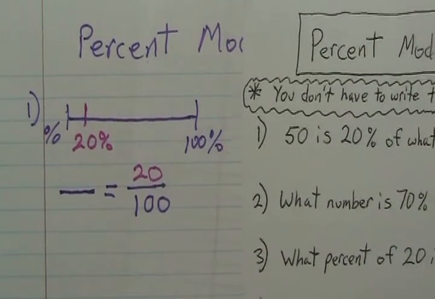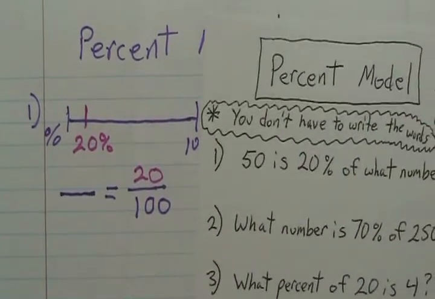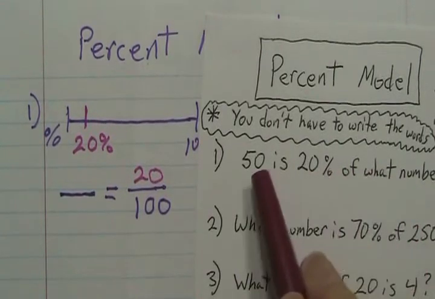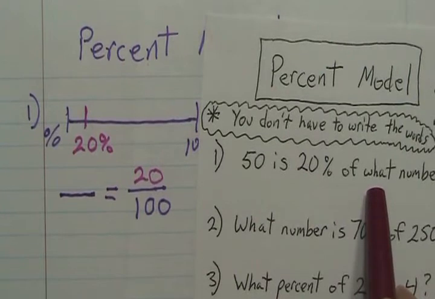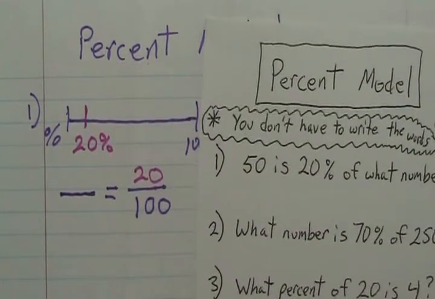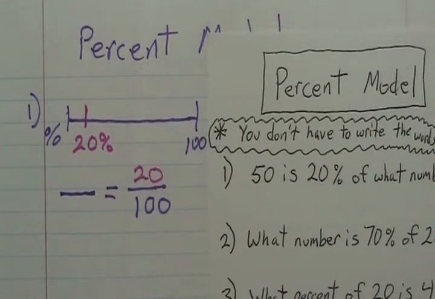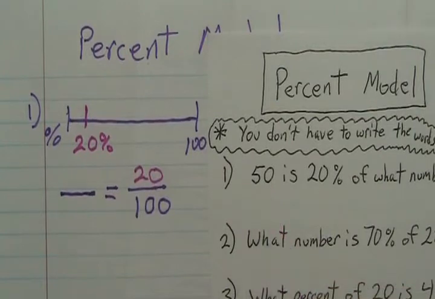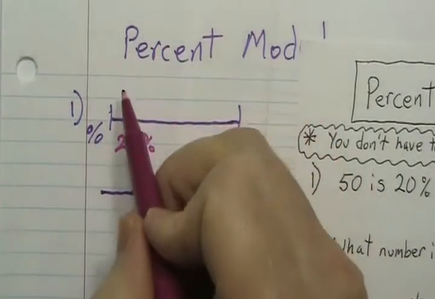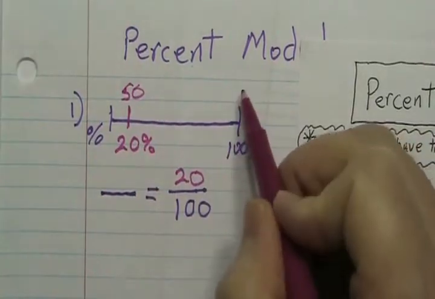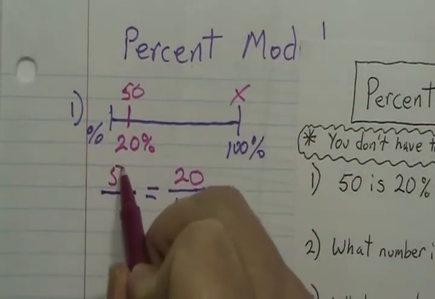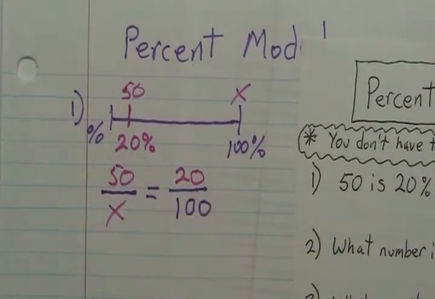Okay, what else do we know? It says 50 is 20% of what number? 50 out of something is 20%. Is 50 the total, or is 50 just the part? It is the part. We don't know the total. It's 50 out of something.